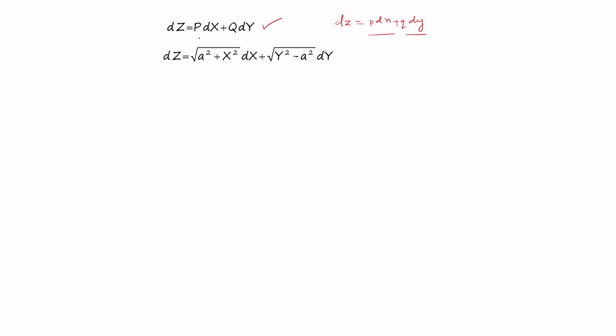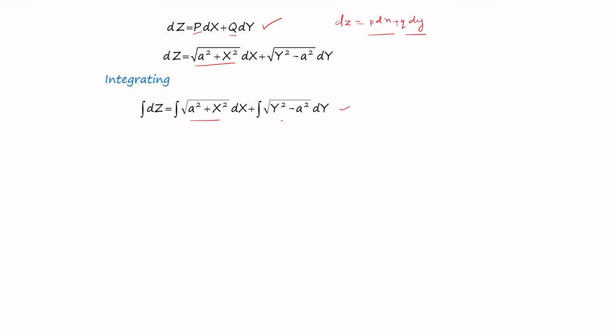So you have to substitute p is equal to root of a squared plus x squared, and q is equal to root of y squared minus a squared. That you have to substitute. After that, you have to integrate. When you are integrating, you have to apply the integral formula, that is integral dz is equal to integral of root of a squared plus x squared dx plus the integral of root of y squared minus a squared into dy. So you have to integrate it. You have to apply this formula for integration. You have to remember this formula. Already you have a formula set. You have to refer to that, and you have to remember these formulas.